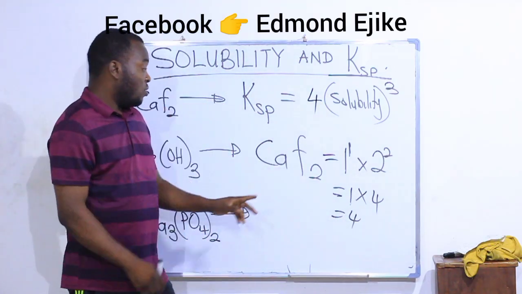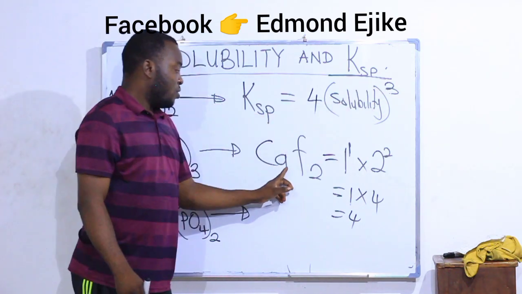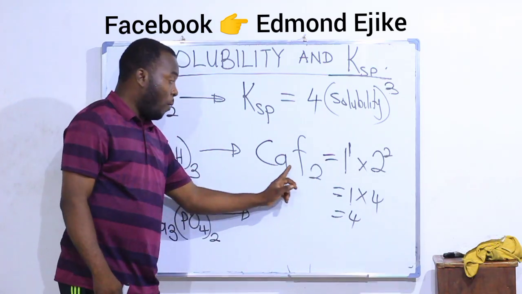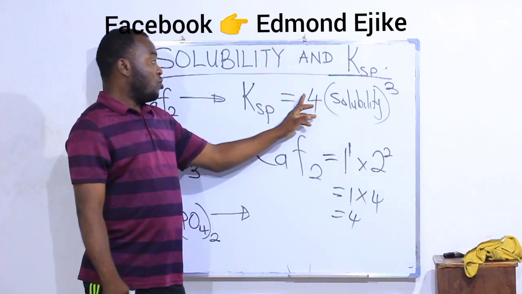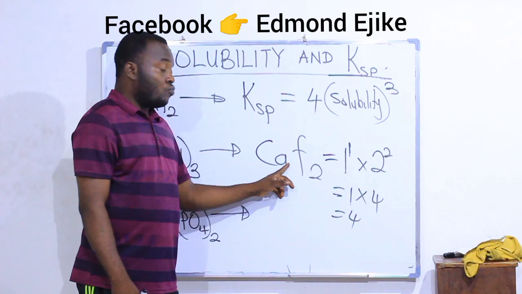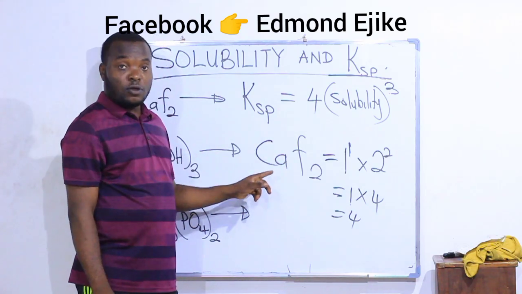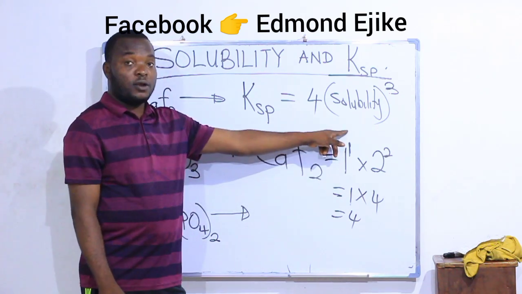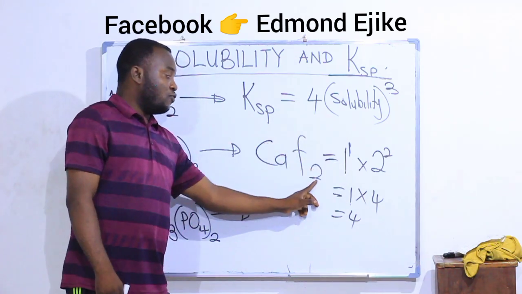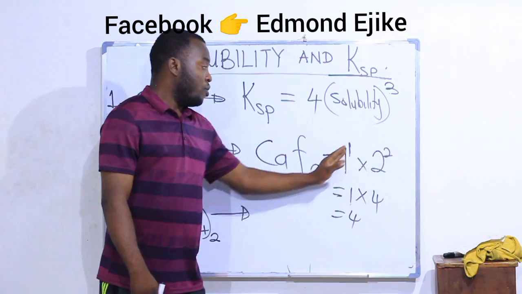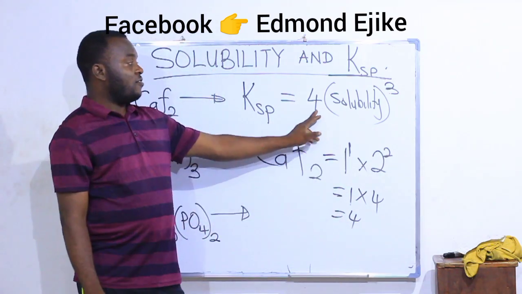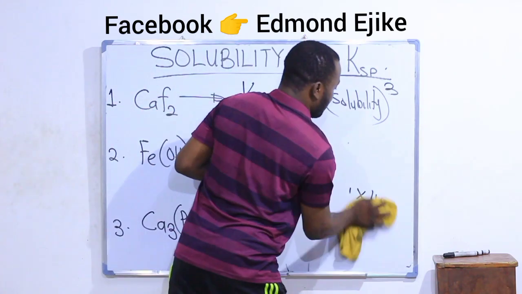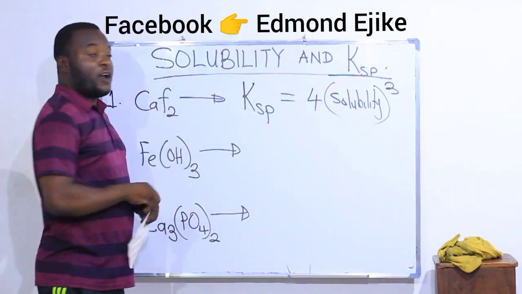Remember what we did? For the power, you sum the numbers. Calcium is 1, fluorine is 2. So 1 plus 2 is 3. For the coefficient, you raise each one to its number and multiply the 2. So since calcium is 1, it is 1 raised to power 1. Times fluorine is 2, it is 2 raised to power 2. When you do all that, you have 4. And that's the coefficient. So this is the formula for the Ksp of calcium fluoride.